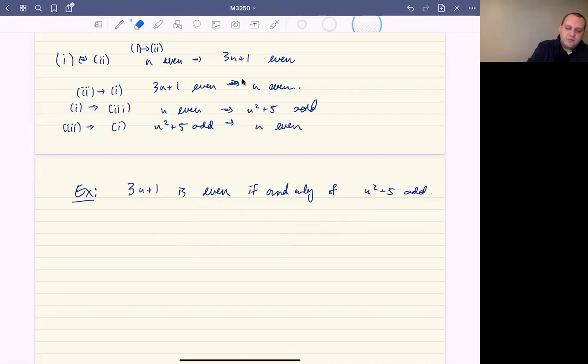So oftentimes in math, what we need to do is come up with another statement that we can prove both of these are equivalent to, and then that shows that they're equivalent to each other. That's another thing we can do to prove that these two are equivalent to each other.